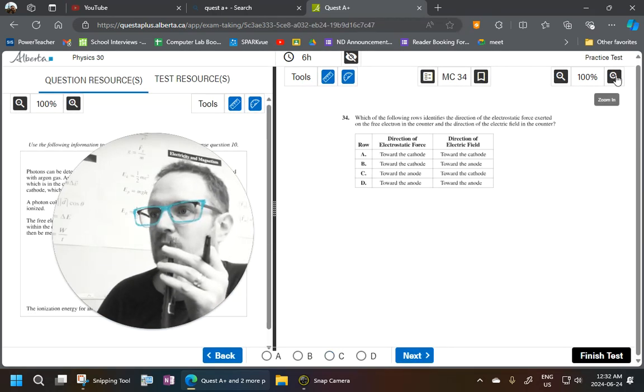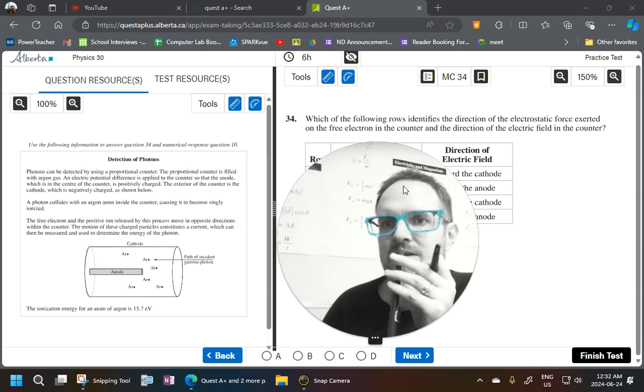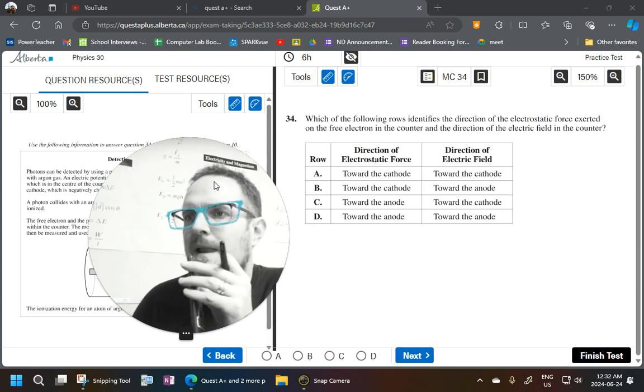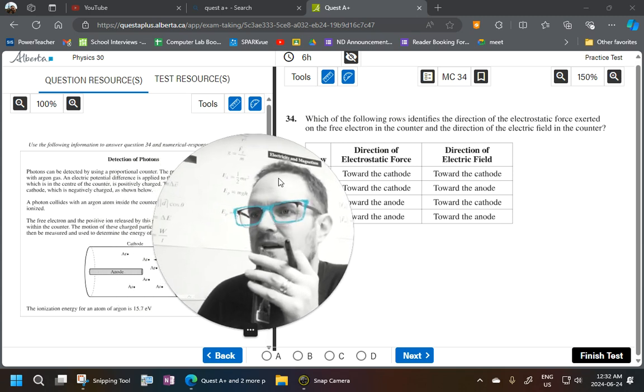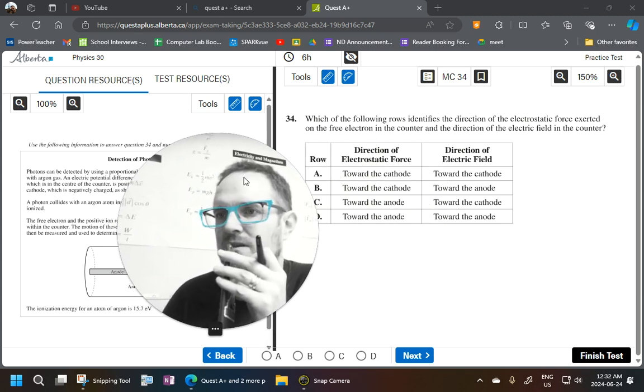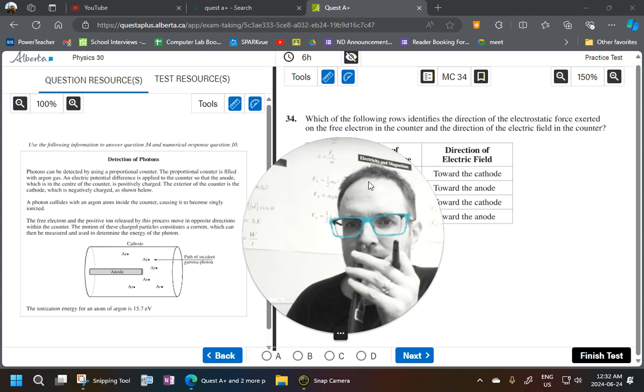Which of the following identifies... What is the same? Oh, it's a different question now. Okay. So 34 and the response number 10 identifies the direction of electrostatic force exerted on the free electrons in the counter and the direction of the electric field in the counter. Okay.